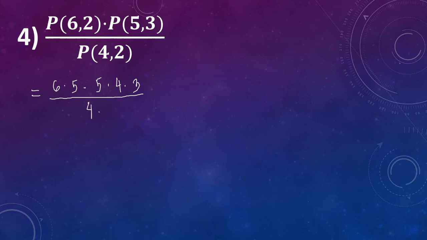So 4 times 3. So cancel na natin yung 4 at i-cancel na din natin yung 3. Okay? Then, ang matitira na lang ay 6 times 5 times 5. And that is equal to 150. Okay? 6 times 5 times 5 is 150. Okay, so the answer here in number 4 is 150.